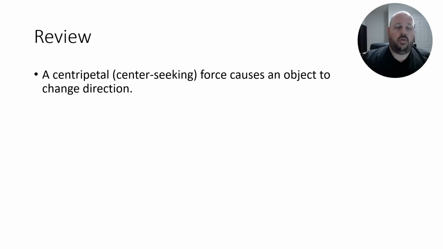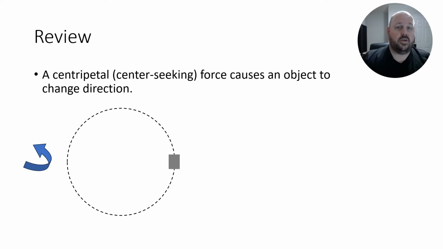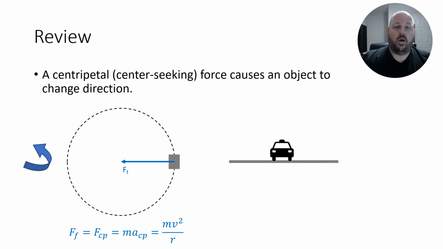So let's start by reviewing. A centripetal force is a force that is directed towards the center of a circle and causes a thing to turn. And most of our examples so far have been simple things like a car going around a curve where there's a single force that really matters. For a car, it's friction, and the car's frictional force is pointed towards the center. We saw that the frictional force is centripetal, or center seeking. It can be set to the quantity mv squared over r.